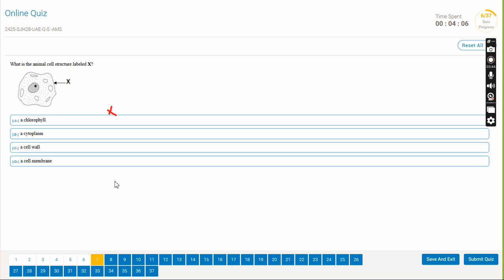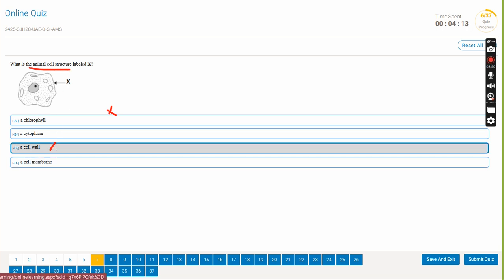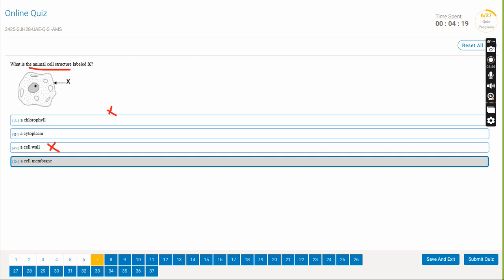In this one, is it the cytoplasm, the chlorophyll, or the cell wall? Remember they said it's an animal cell, so it can never be a cell wall. Animal cells do not have a cell wall. And they're pointing directly at the outside. The outside is made up of the cell membrane. Remember, don't mistake it for the cytoplasm. That's going to be inside.